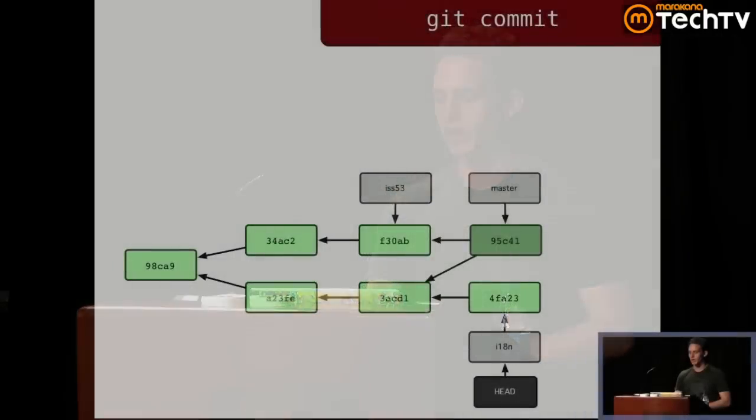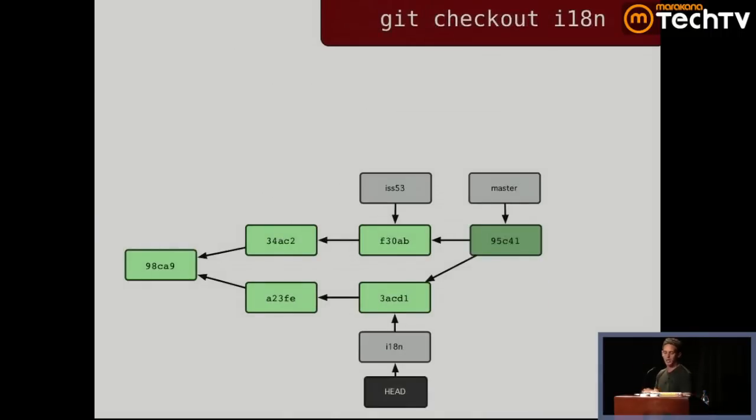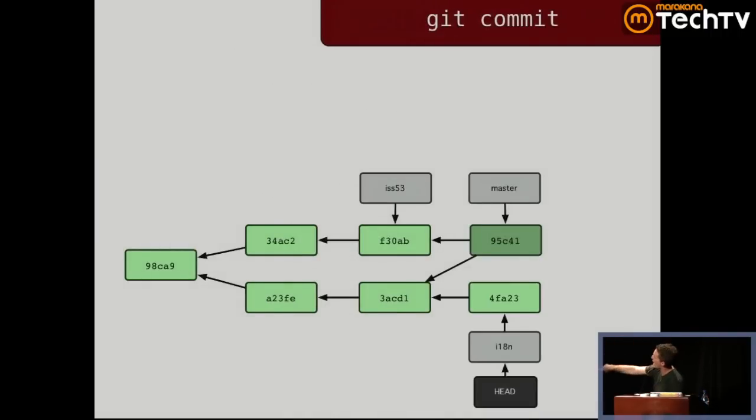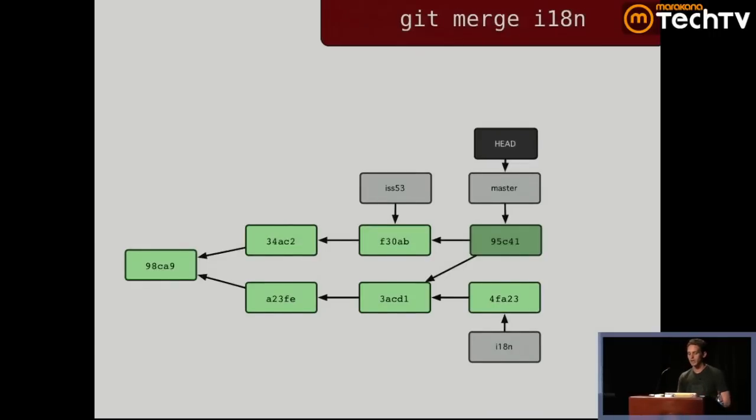Okay, so reintegration merges, I already sort of talked about this, but we can easily go back to one of our branches, commit to that branch, and then go back to master and merge it again. And the reason why it's easy to do reintegration merges is because we don't have to figure out the merge base again.